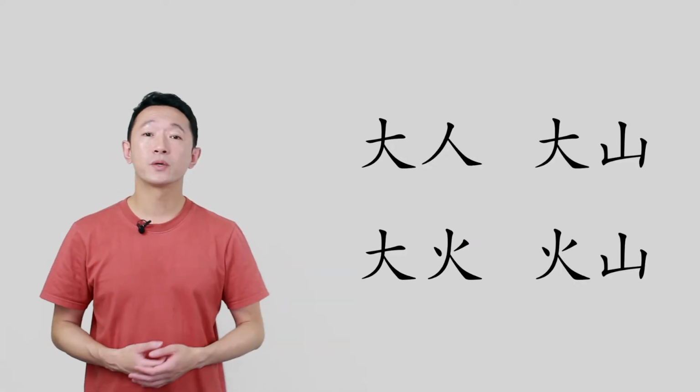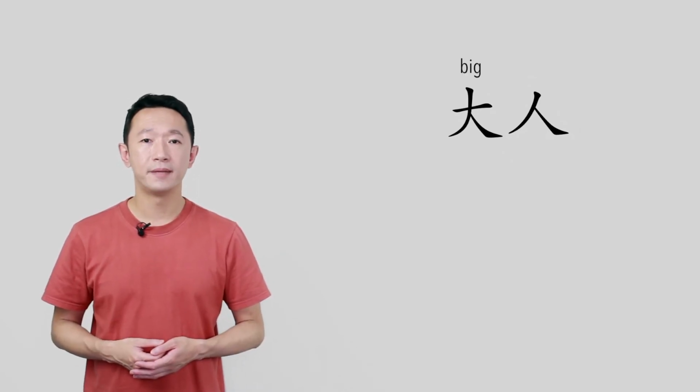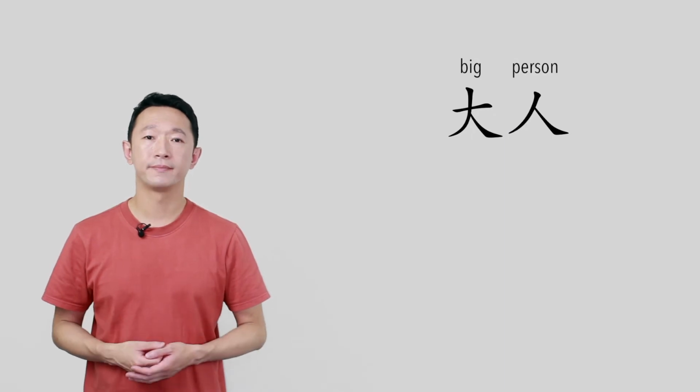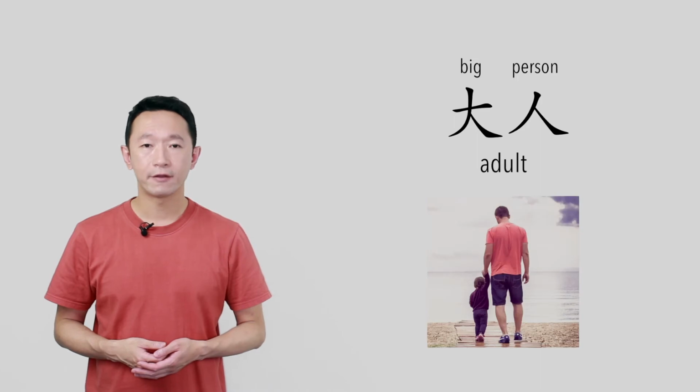Now please pause your video for a moment and try to read some words made up of these characters for yourself. Can you read these words and figure out what they mean? This word is 大人. 大 means big. 人 means person. The meaning of 大人 is adult.